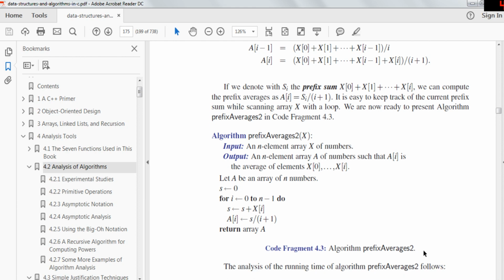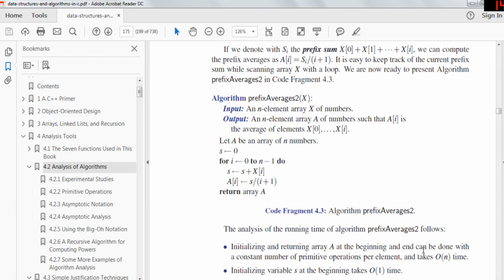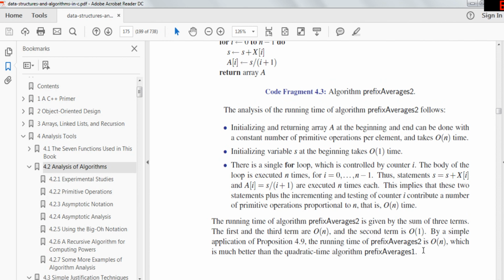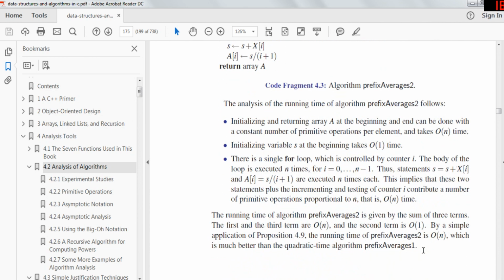That's pretty cool that they are able to get an algorithm that fast. Okay. The analysis of the running time of algorithm prefix averages 2 follows. Initializing and returning array a at the beginning and end can be done with a constant number of primitive operations per element. It takes O of n time. Initializing variable s at the beginning takes O of 1 time. There is a single for loop which is controlled by counter I. The body of the loop executes n times for I equal to 0 up to n minus 1.